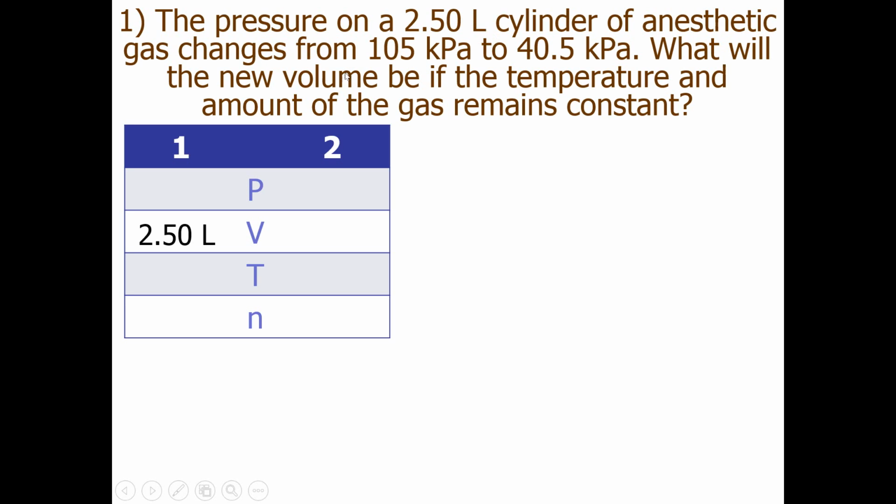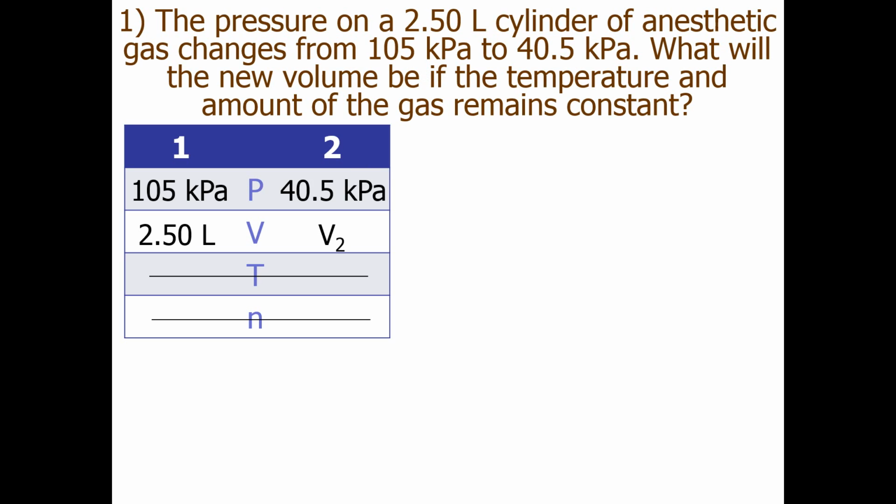Now we see some new units of kPa. As we read the problem very carefully, we want to make sure we know which one is the first pressure, the initial pressure, versus the final pressure. And since the gas changes from 105 kPa to 40.5 kPa, we're going to go ahead and include that information. We want to know what the new volume of the gas will be if the temperature and amount of gas stay constant, so I'm going to leave V2 as a variable. That's going to be like my X in the problem. Since temperature is being held constant, I'm going to cross it out. And since the amount of gas remains constant, we're going to cross that out as well.